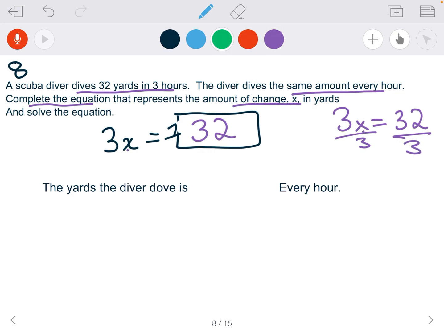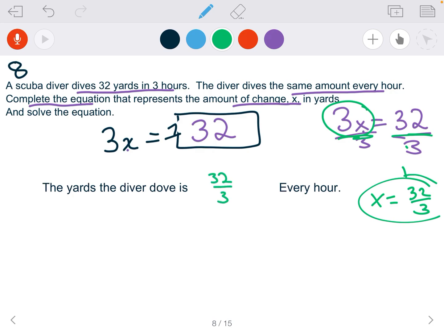Remember, anytime you see numbers together like a 3x, that really means 3 times x. So I divide by 3 on each side. Let's see, I'm going to do this on the calculator. 32 divided by 3 gives me, and I'm going to leave it as a fraction, x equals 32 over 3. That's my solution.